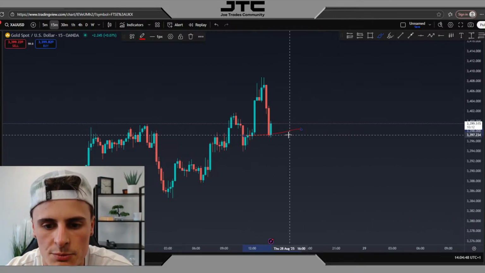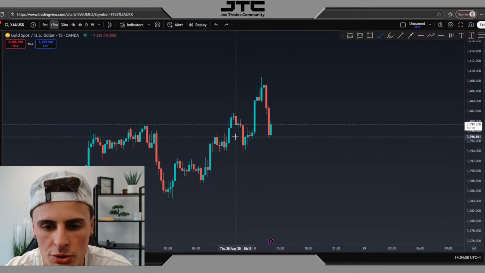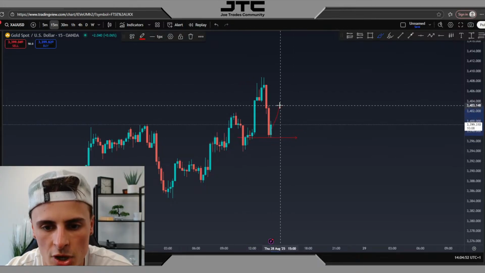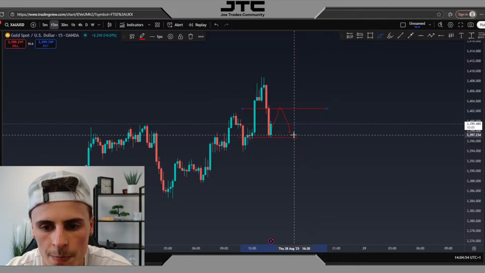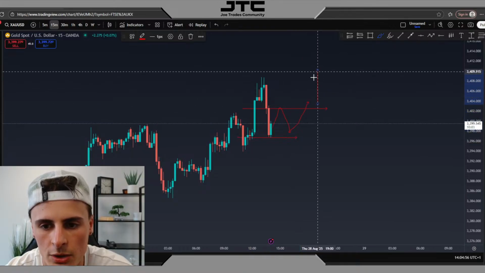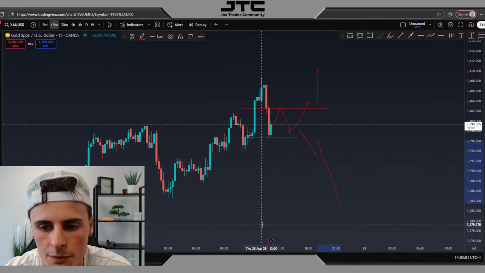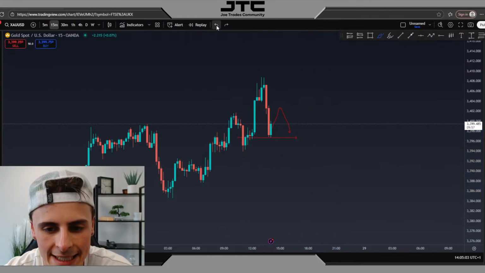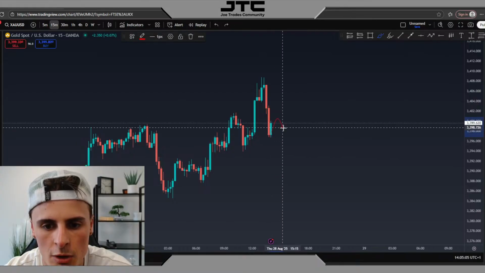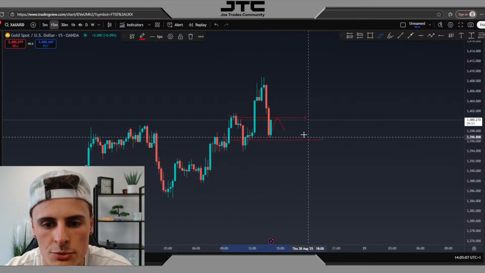So we're starting to create some support. I'll need to start showing that resistance now. When it creates a breakout, I can look for longs. If it creates a breakout to the downside, I can look for sells. So I need that recent resistance to start forming, and then I can start looking for some trades.